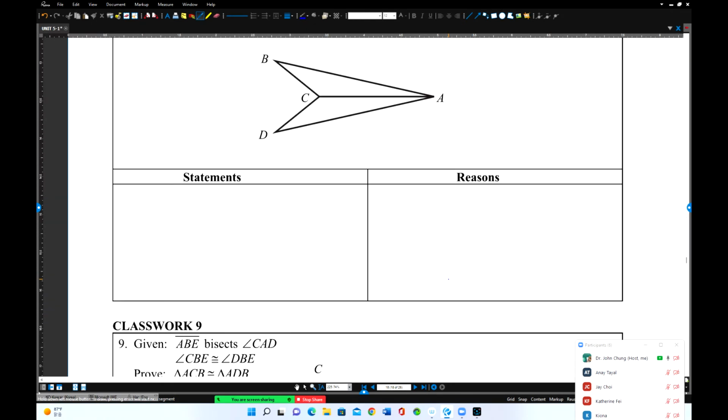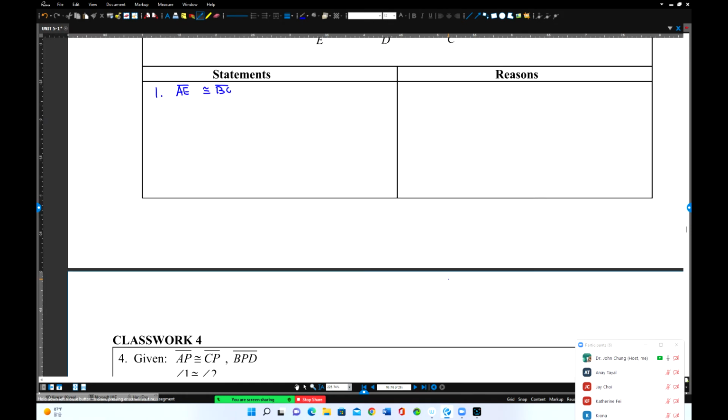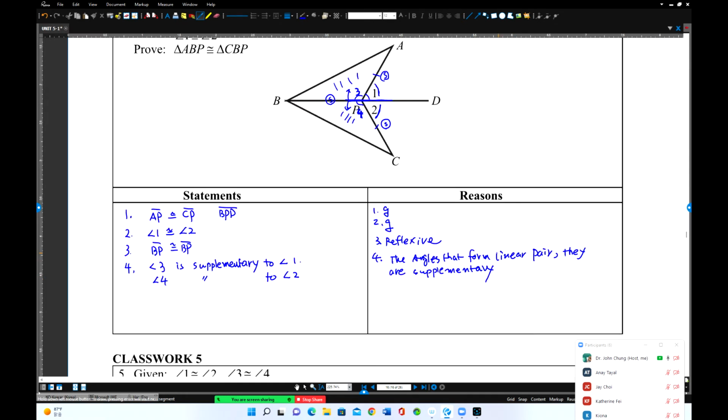So going down there, the angles that form a linear pair, the angles are supplementary. Now, angle 1, angle 2 congruent, we know that they are congruent. Each supplement, angle 3 must be equal to angle 4, right? From here, angle 3 congruent to angle 4.